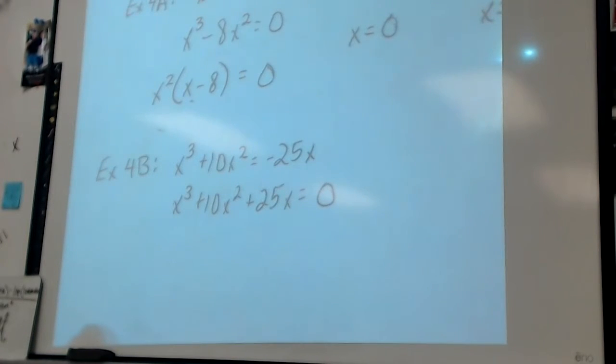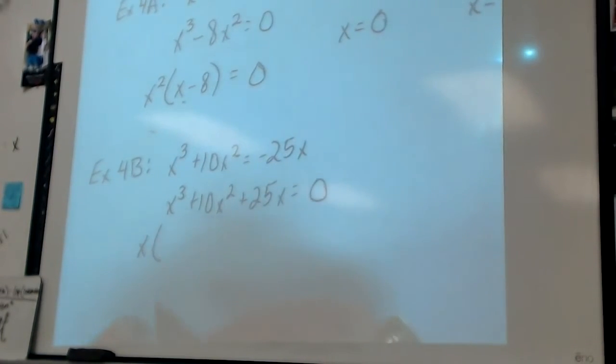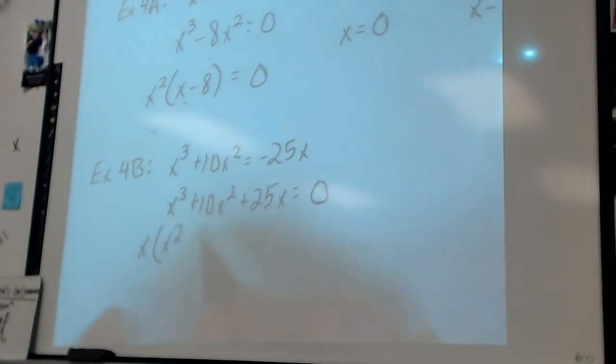Now what, Mercedes? Okay, and what's my first step in factoring? Yes, look for a GCF. Do we have one, Mercedes? Okay, x. So we factor out an x. And what do we have left? Let's see, Yannette. x squared plus 10x plus 25. Good.